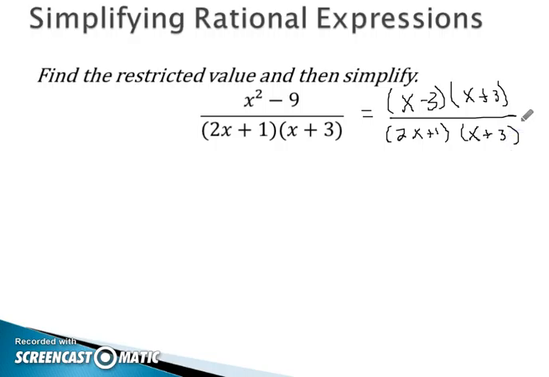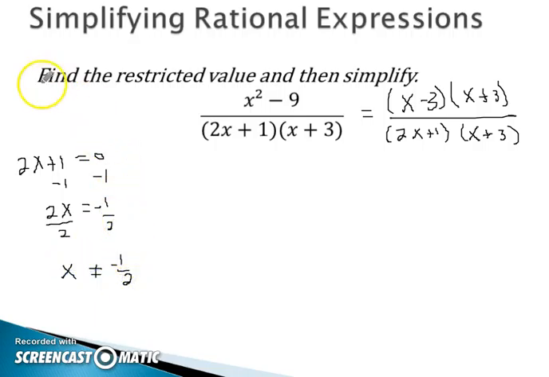Before you cancel anything out, identify those restricted values. So 2x plus 1 equals 0. If you solve that, subtracting 1, you'd have 2x equals negative 1. And then dividing by 2, x can't equal negative 1/2. So there's one of our restricted values. The other one, x plus 3 equals 0. If you subtract off 3, x can't equal negative 3. So we'd list negative 3 also.